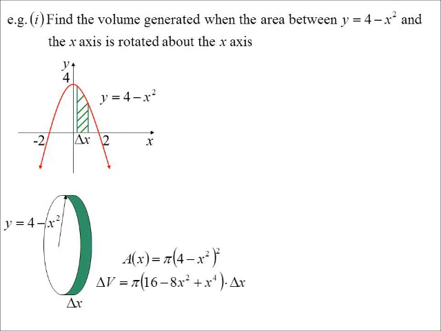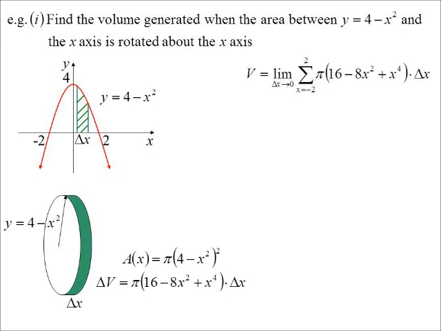So this is what we actually call the element. So the element of the volume, or the volume element, however you want to say it. So the delta V, change in the volume, if you like, is pi times, and I've expanded it out. Whether you expand it out now or you expand it out later, it doesn't matter, but at some point you're going to have to expand that out.